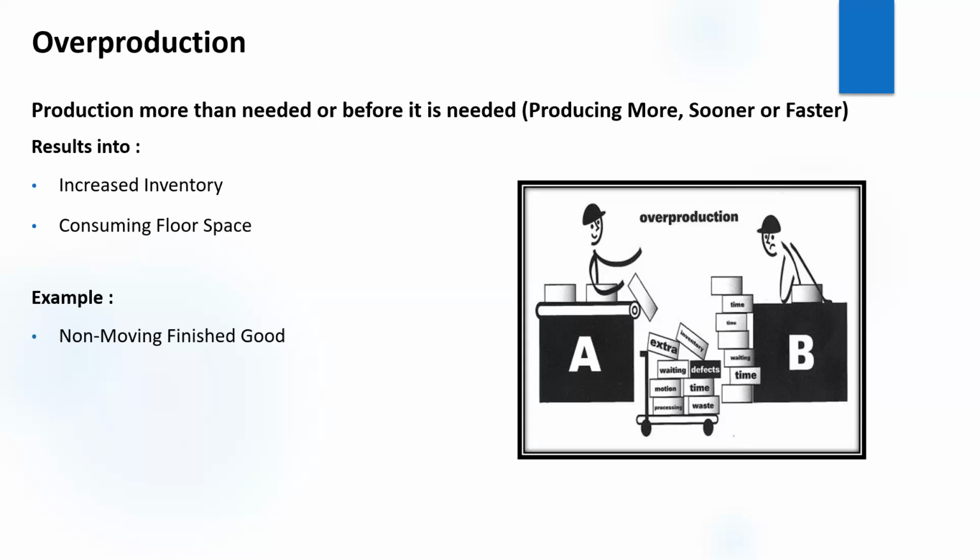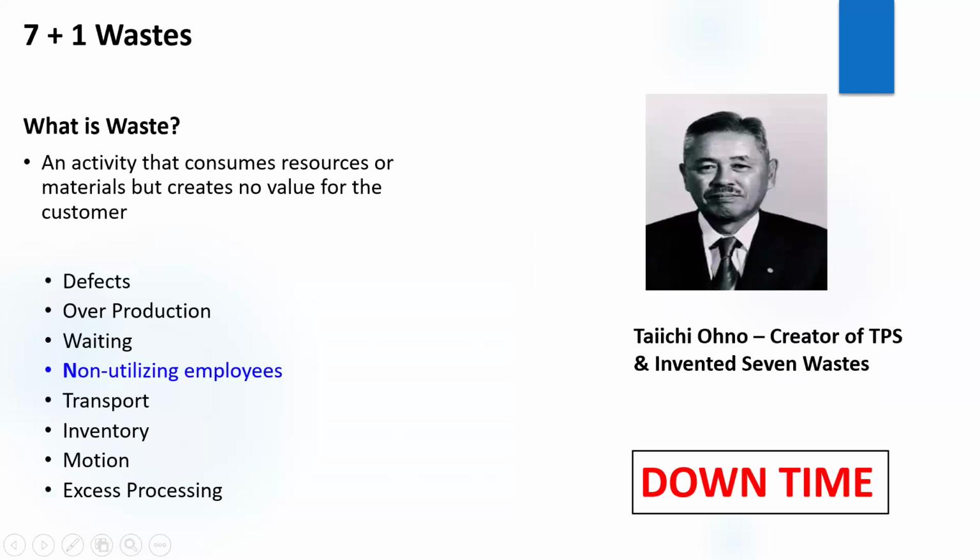An example is non-moving finished goods, which are overproduction because they are non-moving. Why? Because the customer ordered only 100 pieces, he will pick just 100, and I have made 150. The customer will not pick the extra 50 and it will be a waste. So that is overproduction. Clear? Defect and overproduction, two slides.